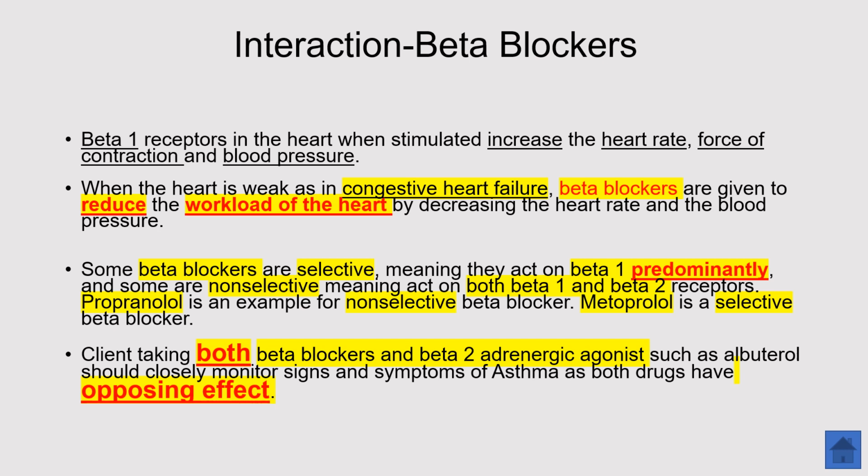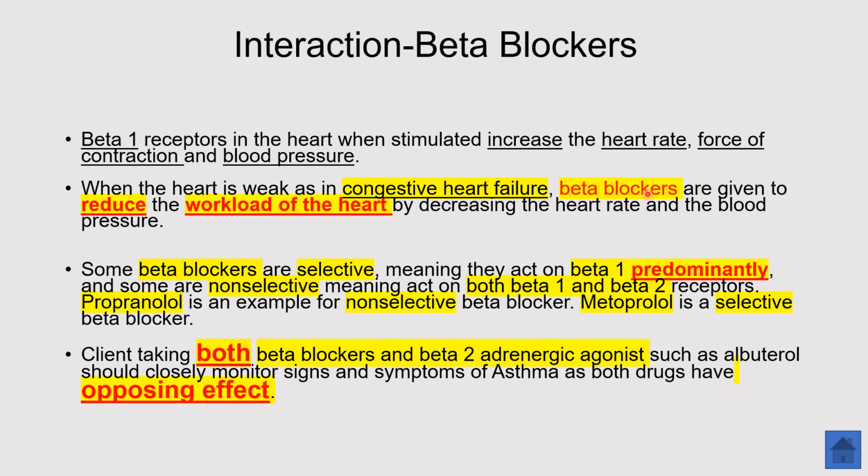Okay, first we talked about what the beta-1 receptor is. That's in the heart, and when stimulated by epinephrine and norepinephrine, it increases the heart rate, force of contraction, and blood pressure. When patients have heart disease such as congestive heart failure, their heart is working really hard. So in order to reduce the workload of the heart, they give drugs called beta blockers.